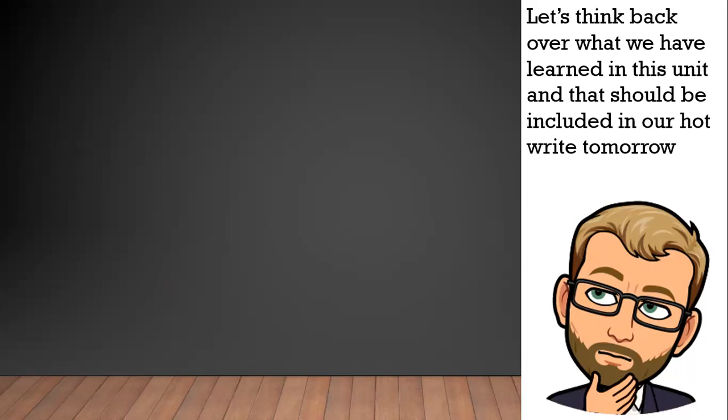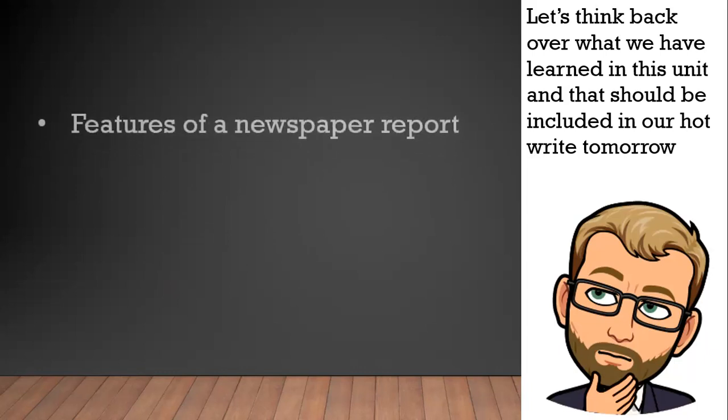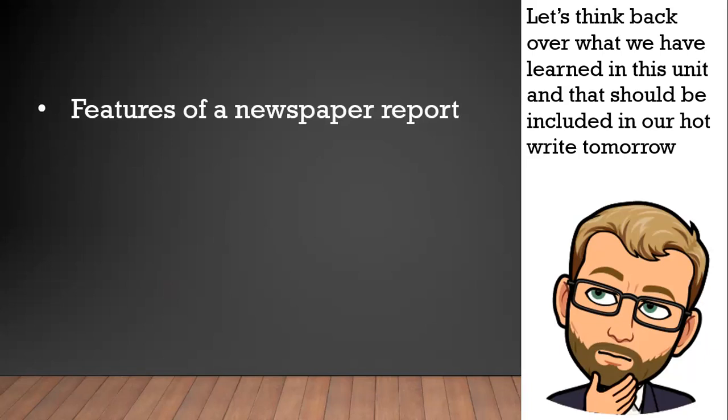Okay, so some of the things we've covered. Features of a newspaper report. That was when we were annotating and highlighting those 2 newspaper reports. One that was a WAGOLL, what a good one looks like, and one that had some errors, and you were identifying the errors to help you be aware of what things not to do in your own piece of writing as well. We also looked at being concise.